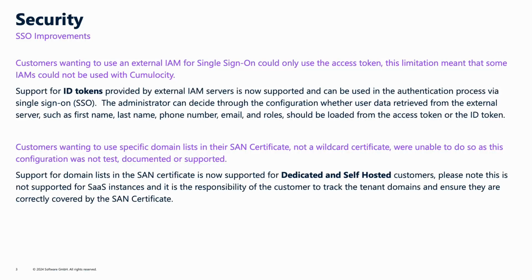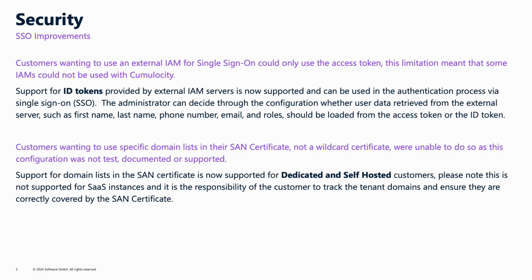Sticking with security, this time with single sign-on. Up until now, the user ID claim could only be used via an access token. Not all identity and access managers use the access token. Some use the ID token. So we've now included that within the configuration options for Cumulocity IoT, with the benefit now, of course, that those IAM servers are now supported as part of the single sign-on configuration for Cumulocity IoT.